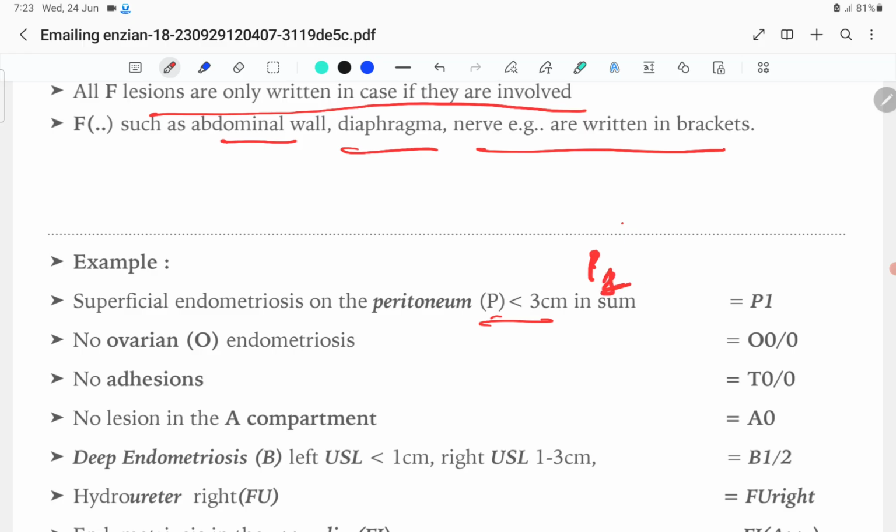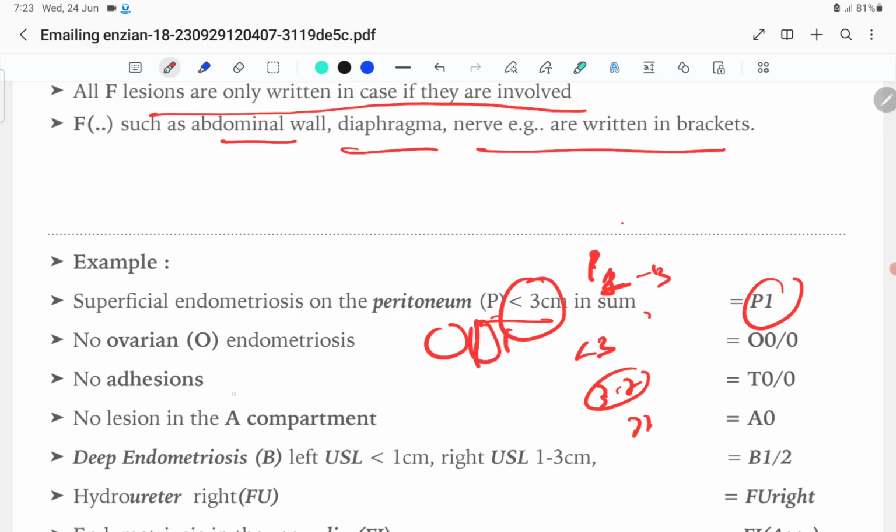Less than 3 cm is P1. Superficial lesion: less than 3 centimeter, 3 to 7 centimeter, more than 7. So less than 3 centimeter is P1. No ovarian endometriosis means 0 by 0. Okay. No adhesions in the tubes, 0 by 0. The number of lesions in the A compartment: no lesion in the A compartment, A0. Deep endometriosis B: left uterosacral less than 1, B1; 1 to 3, B2.